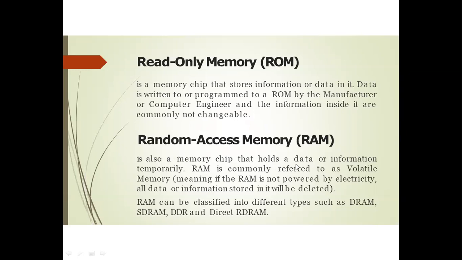While the other one, the random access memory or the RAM, is also a memory chip that holds data or information temporarily. So RAM is commonly referred to as volatile memory. So when we say volatile, meaning if the RAM is not powered by electricity, all data or information stored in it will be deleted. So RAM can be classified into different types. So marami na rin klase ang RAM. We have the DRAM, the SDRAM, the DDR, and the direct RDRAM.